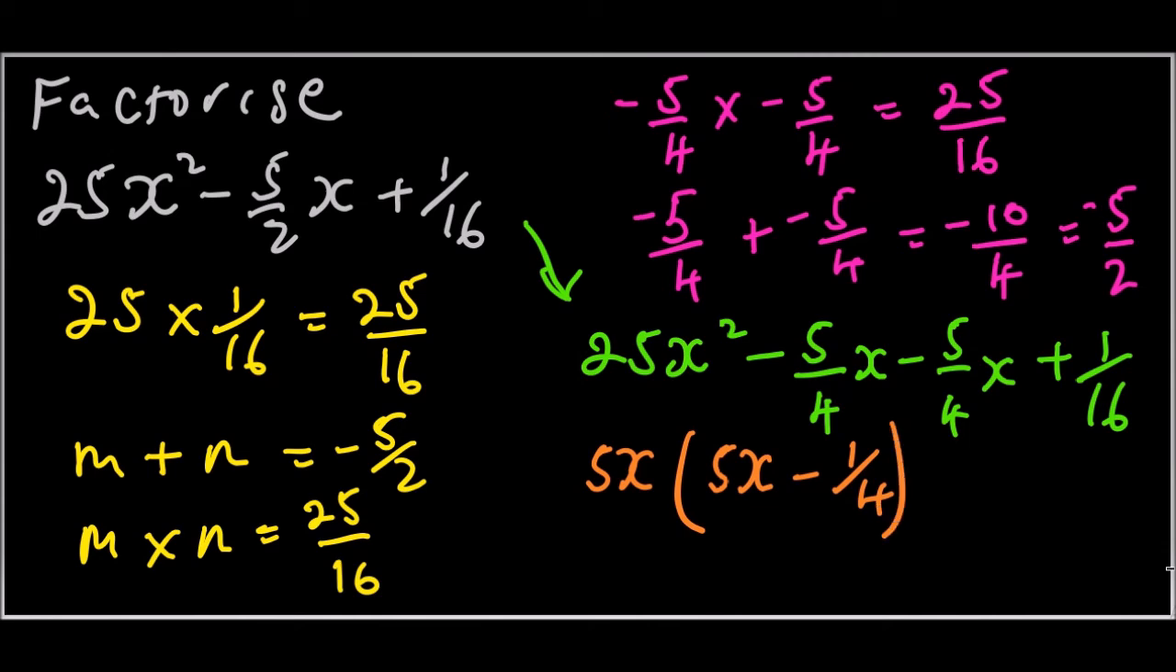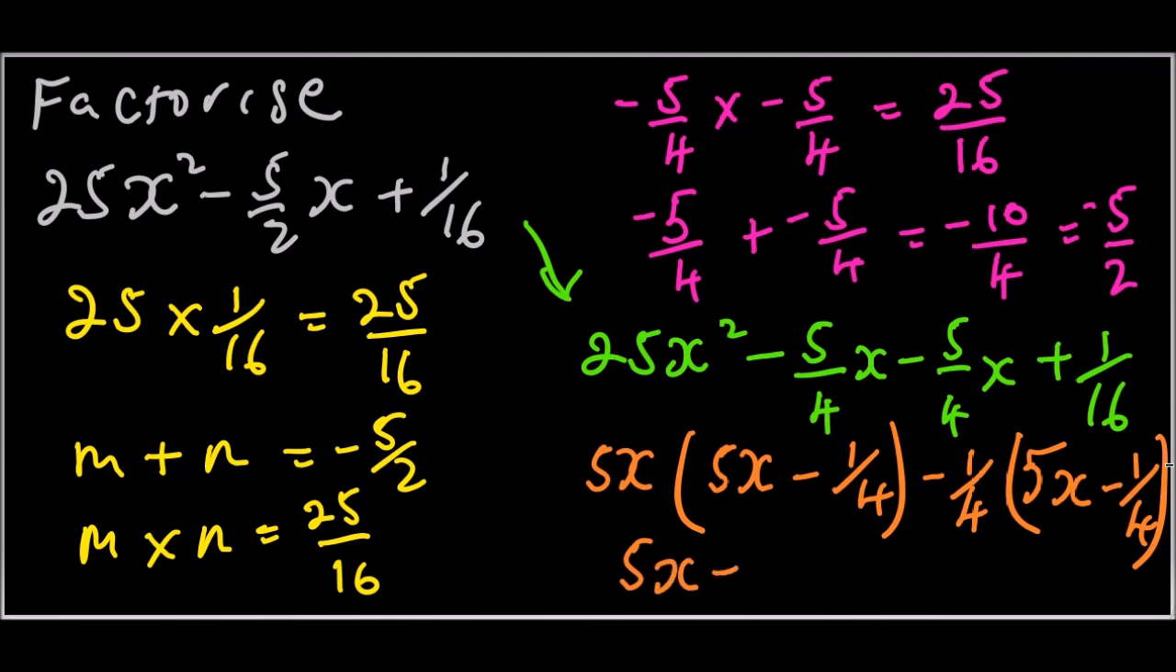And here we can factor out minus 1 over 4. When you factor out minus 1 over 4, here you'll be left with 5x, and here you'll be left with 1 over 4 sign adjusted, so that you get 5x minus a quarter. Now you can factor out 5x minus a quarter, you put that in brackets, and you are also left with 5x minus a quarter.